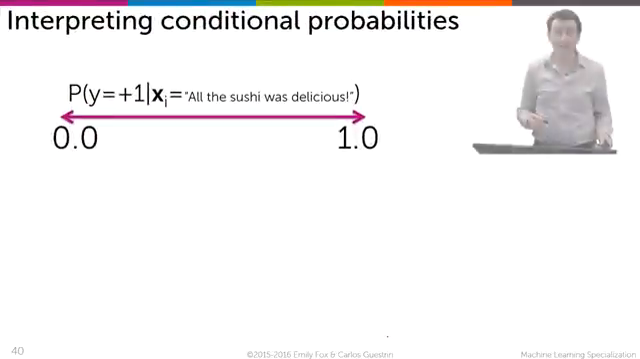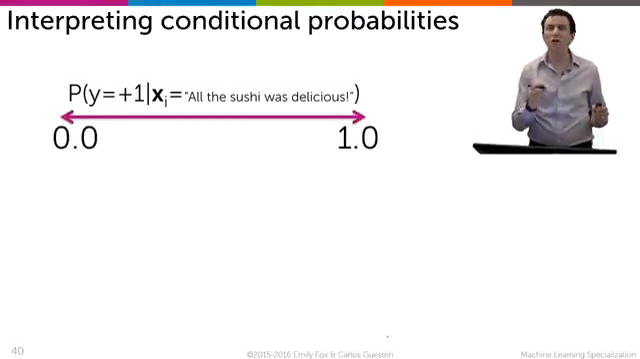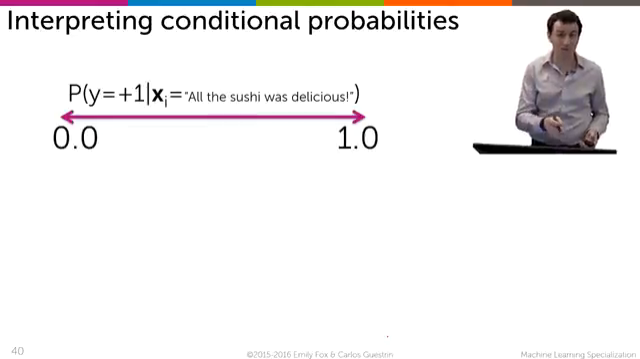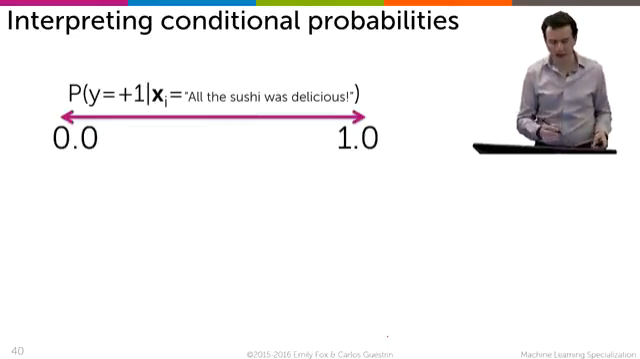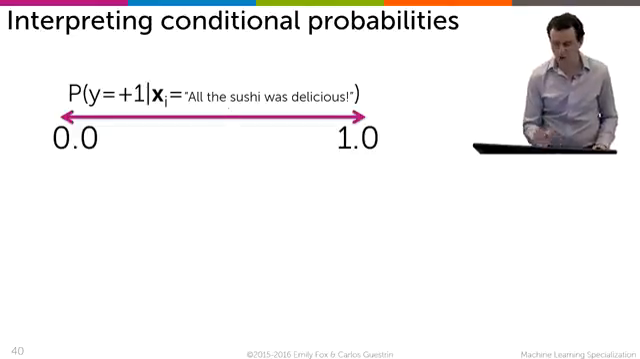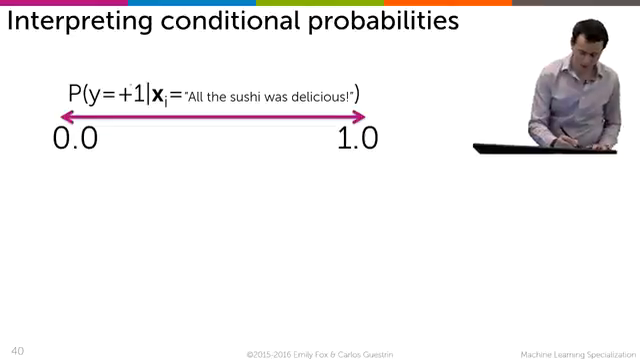Now, we can again interpret the conditional probabilities in terms of degrees of belief about how we feel about the reviews. But this is not how we feel about reviews in general. How do we feel about reviews specifically? So, for example, if I have a condition xi, an input xi that says, oh, the sushi was delicious, what's the probability that the review is positive in that condition?